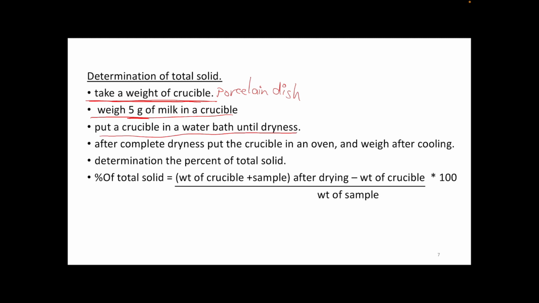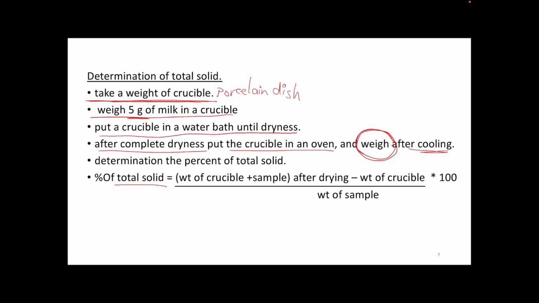Put the crucible in a water bath until dryness. All the liquid evaporates and a solid material remains. Then, after this complete dryness, take the crucible and put it in a hot oven for some time. Then, remove from the oven and cool. And after cooling, take the final weight.